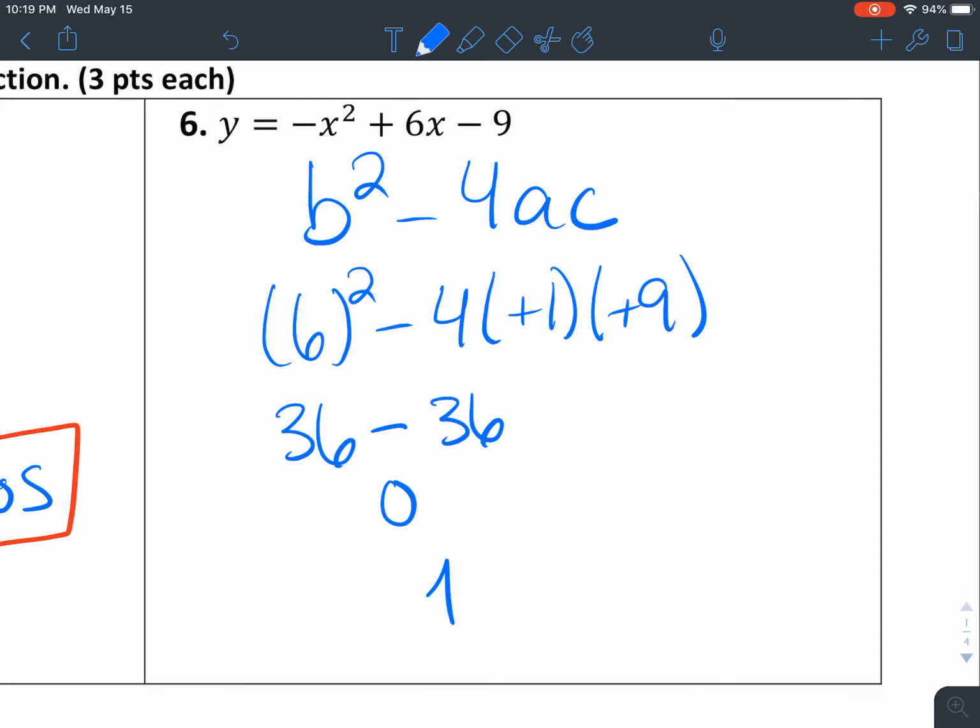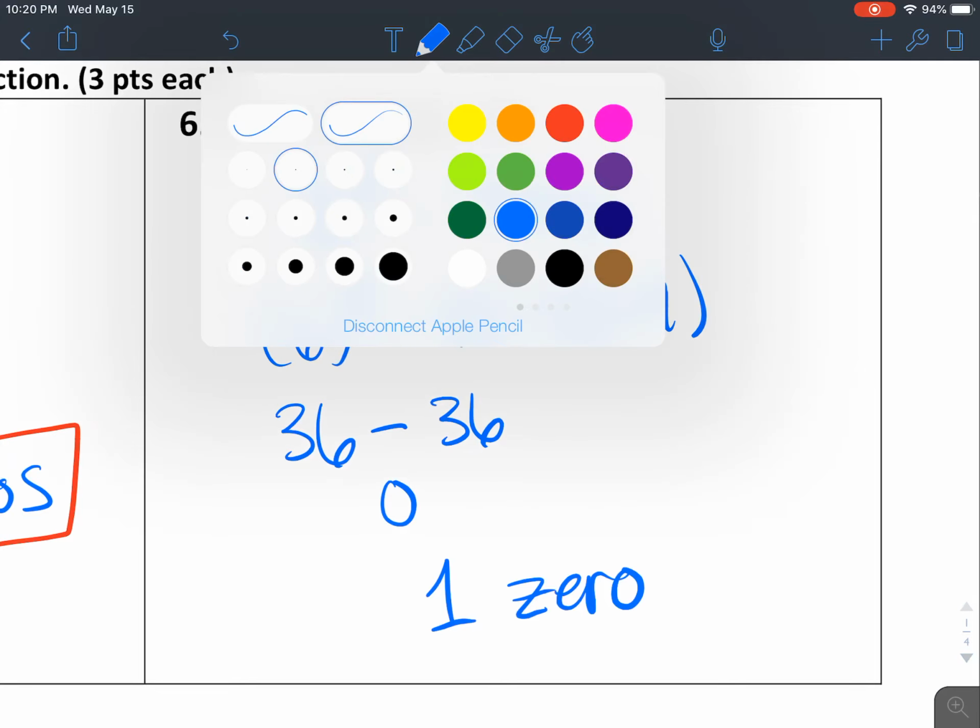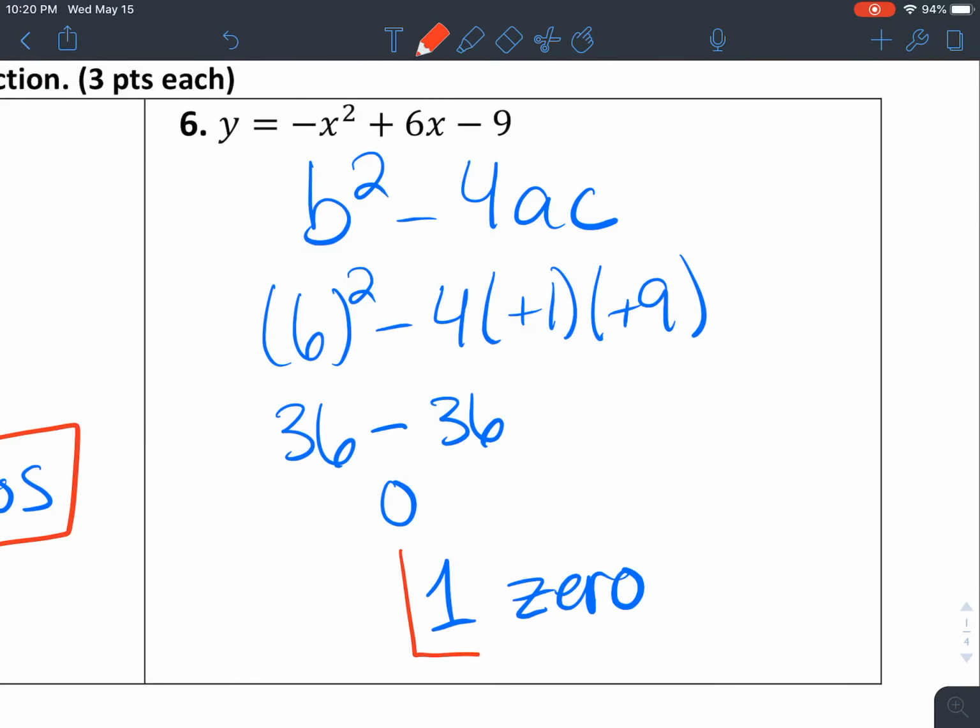That tells me there is exactly one solution to that equation without having to solve it. Again, I don't care what that solution is. I don't care what that 0 is. I just want to know how many there are. So you just have one solution, 1 zero.